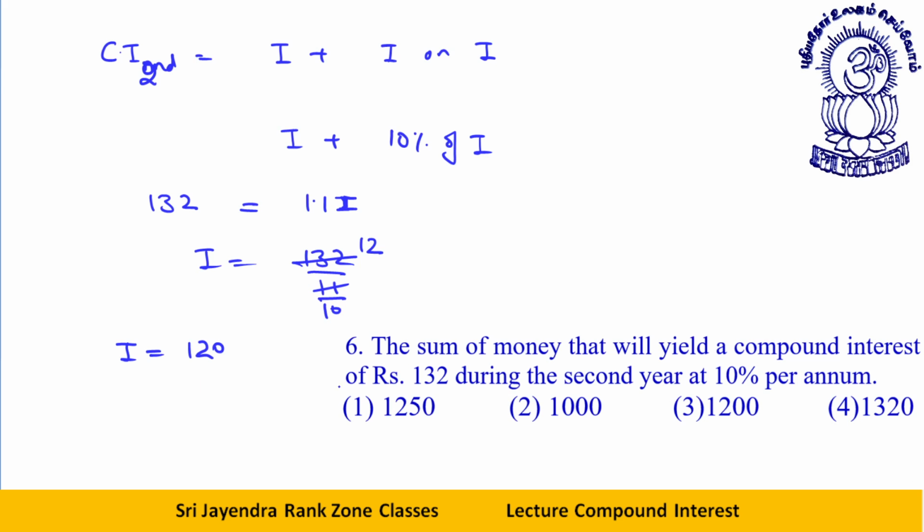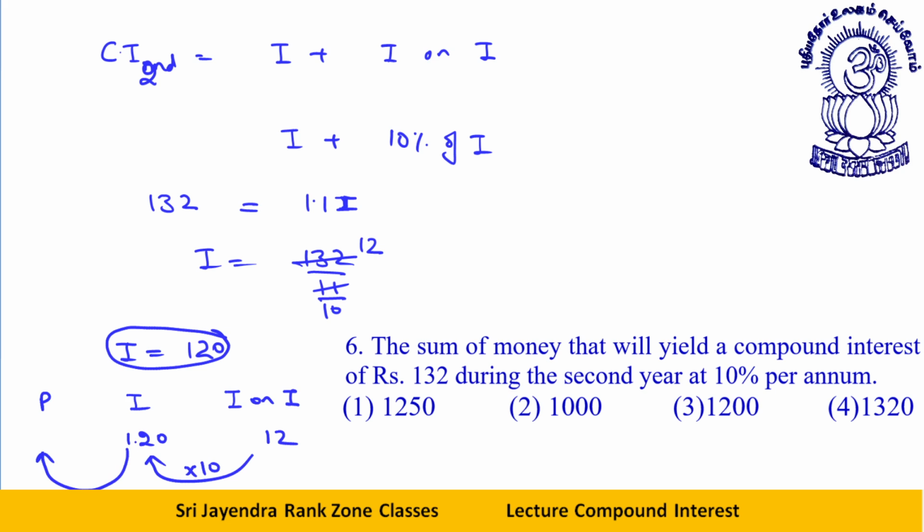How to do it? See, we have principal, we have I on I. This is 12, this is 120. This is how many times? 10. Why I you have 120, and this will become how much? Again into 10 times, that will become 1200 rupees. Okay, dear students, I hope so far the things must be clear to all of you. This is your answer, option number 3.